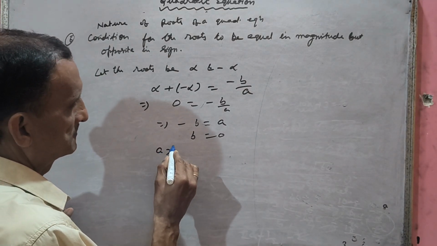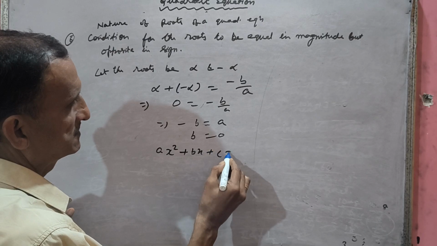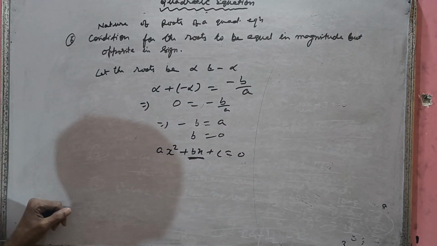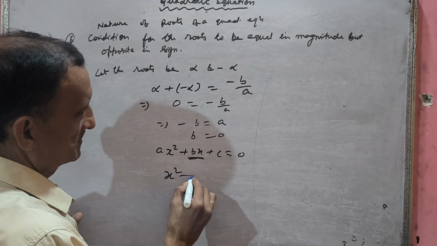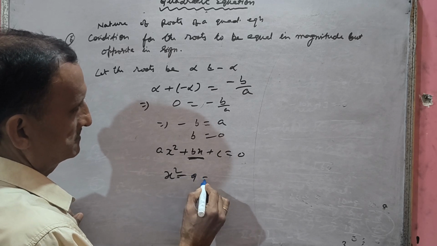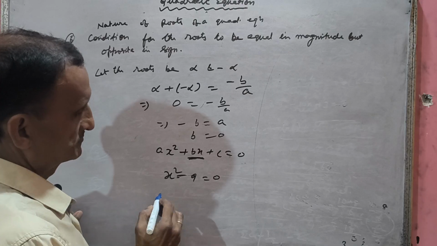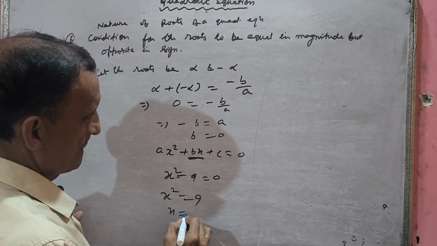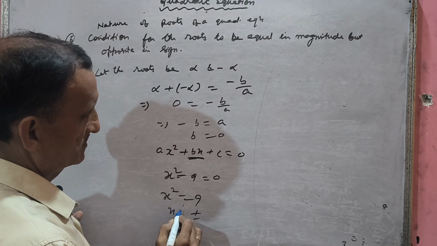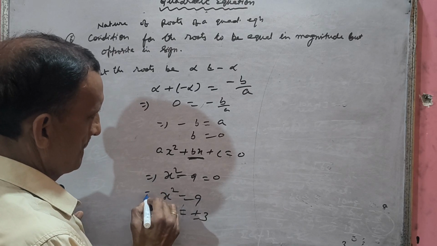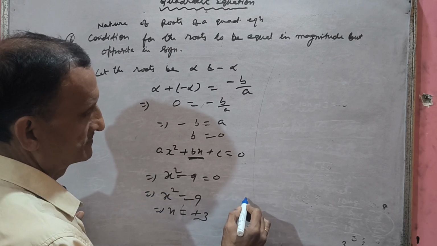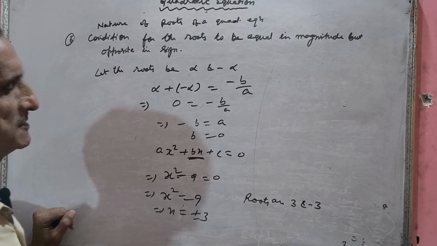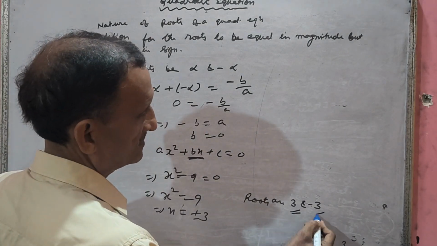B means, in the general form ax square plus bx plus c equal to 0, b equal to 0 means only a pure quadratic equation, you can say. See the example, x square minus 9 is a quadratic equation where b is 0. When we solve, what we will get? X equal to plus minus 3, okay? What are the roots? 3 and minus 3. What you have got? Equal in magnitude, but see the sign opposite.